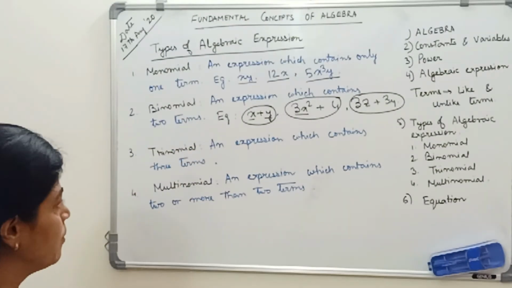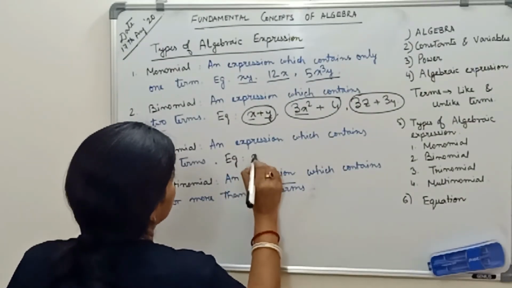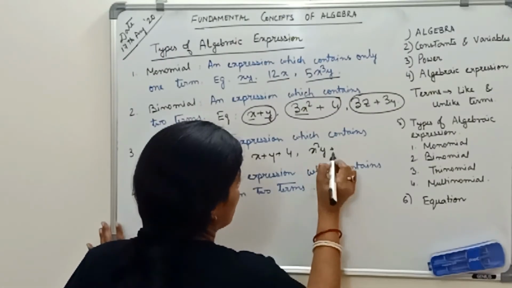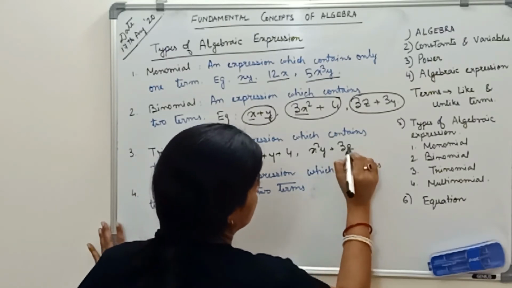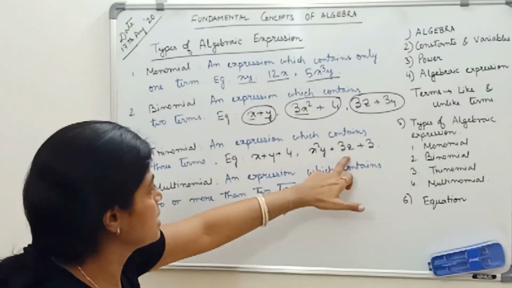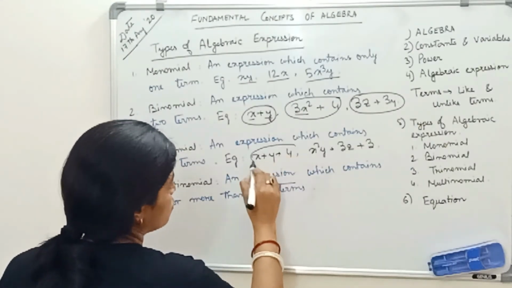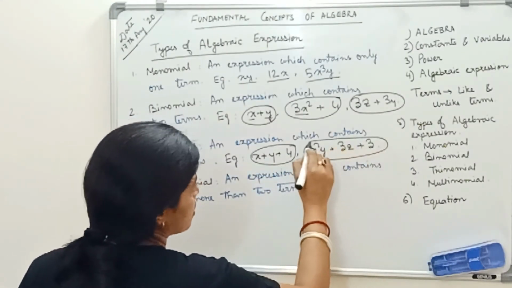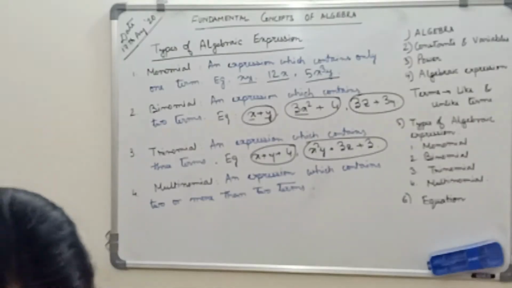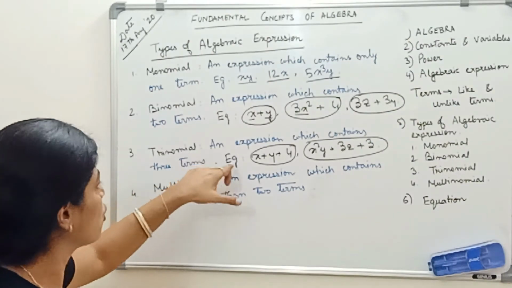Now what is trinomial? Tri means 3, so there are 3 terms. Example, x plus y plus 4, suppose. Then if I write x square plus y plus 3z plus 3, this is an expression which contains 3 terms: 1, 2, 3. So this is a trinomial expression. A polynomial of 2 terms is called binomial. A polynomial of 3 terms is called trinomial.